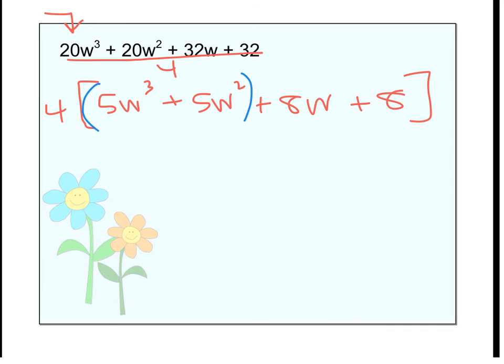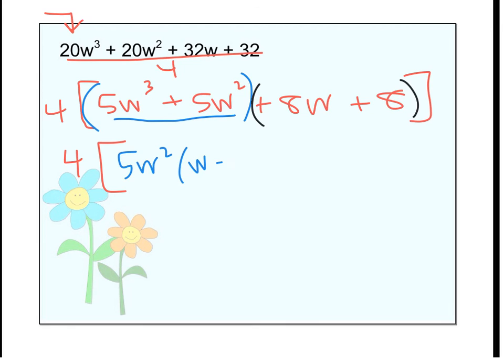Group these two, group these two. Move on to my next step. The 4 is still out front. The top one, this one, I can take out a 5w squared, left with w plus 1. Second one looks like I can take out an 8, and I'm left with w plus 1, closing my parentheses.